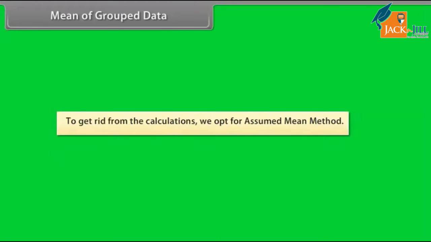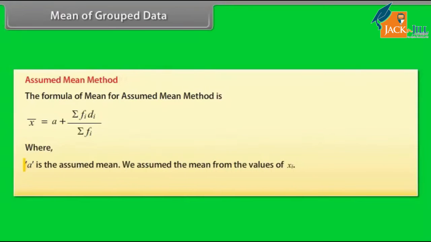Mean of grouped data. Sometimes the product of xi and fi becomes too large that this method becomes quite time-consuming. To get rid of calculations, we opt for assumed mean method. Assumed mean method. The formula of mean for assumed mean method is a plus summation of the product of fi and di divided by summation of fi, where a is the assumed mean. We assume the mean from the values of xi. di is equal to xi minus a.